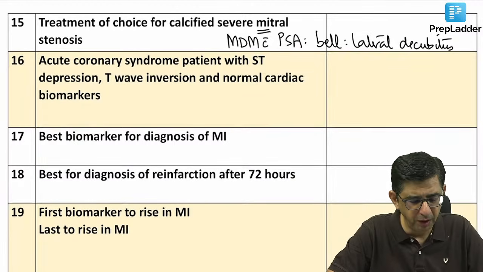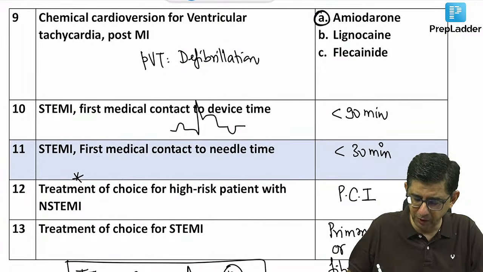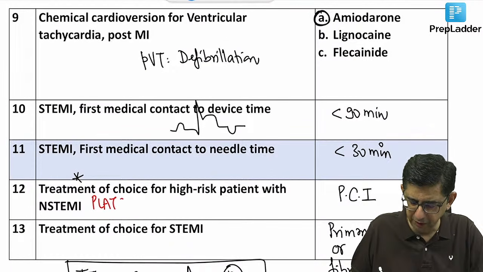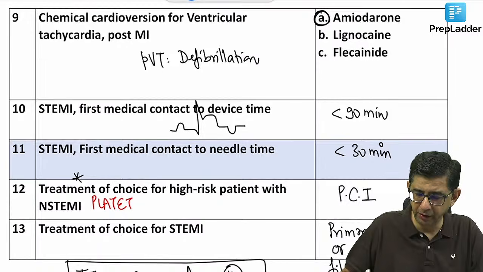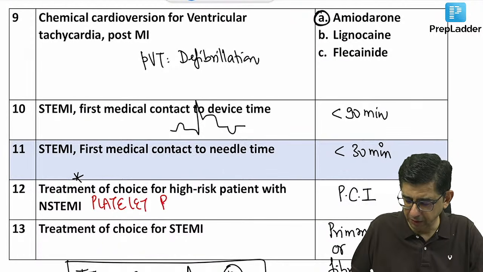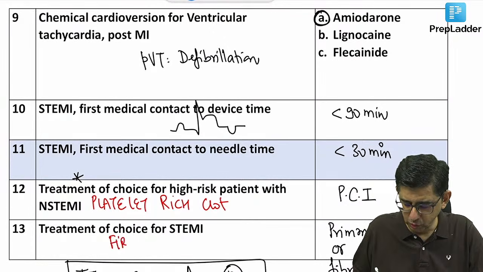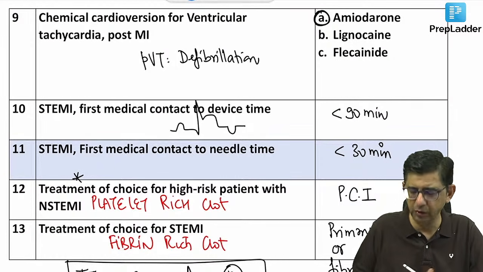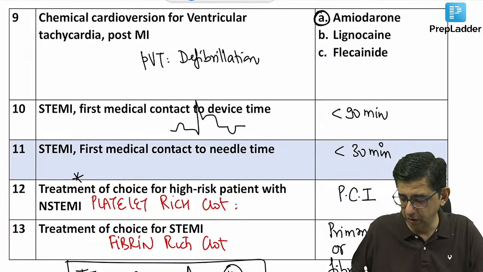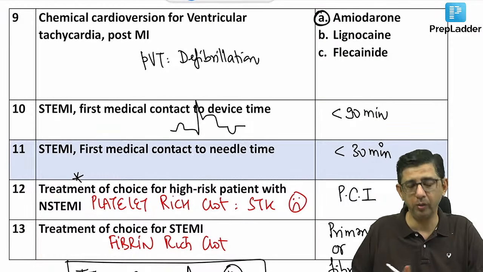Thrombolytics are not given for non-ST elevation MI. The reason is that non-ST elevation MI is a platelet-rich clot, so thrombolysis is contraindicated. In ST elevation MI, it is going to be a fibrin-rich clot, so that is why fibrinolysis can be used. In case it's a platelet-rich clot, then thrombolysis with streptokinase is a big no. We do not use thrombolysis.